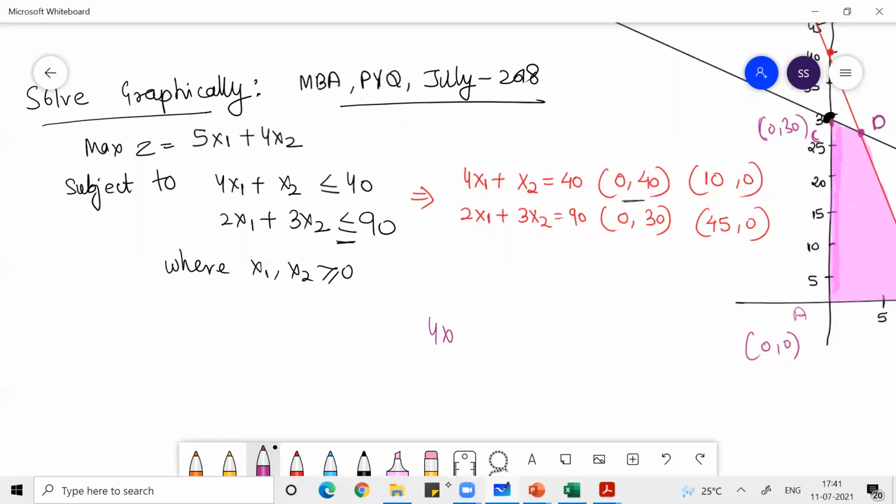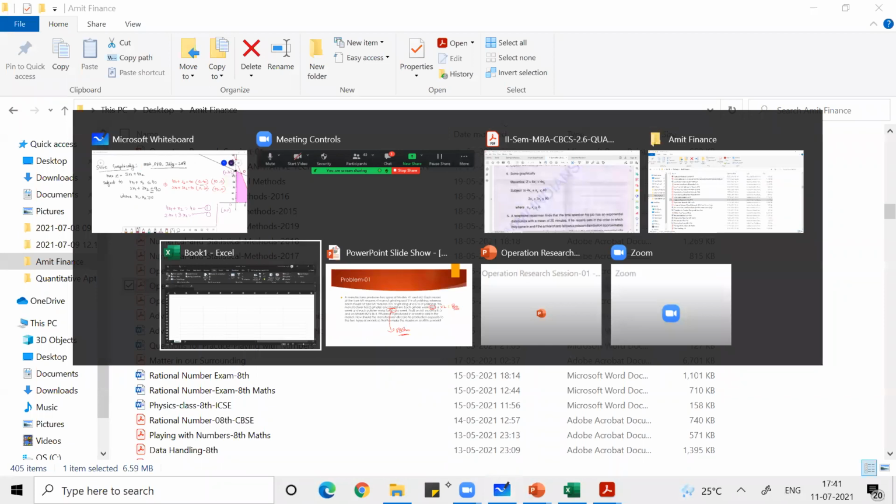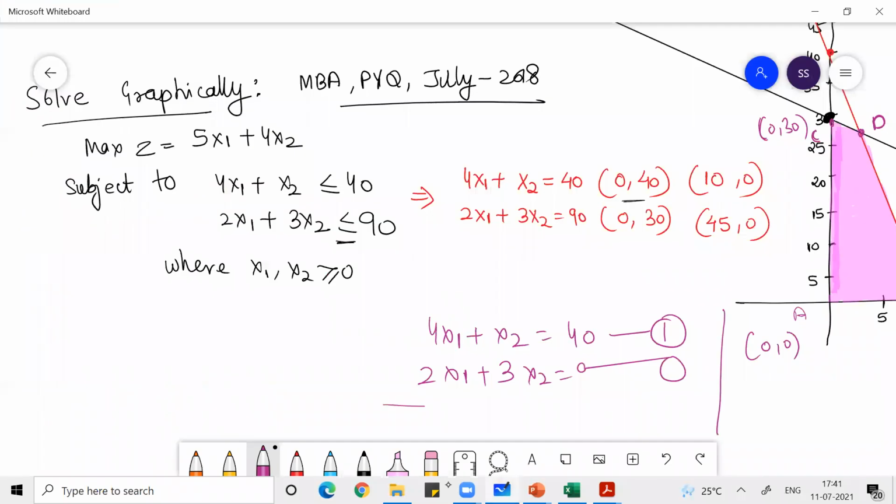So what are those two lines? 4x1 plus x2 is equal to 40. That is the first line. The second line is 2x1 plus 3x2 is equal to 90. So what is point D? Point D is the point where the two lines intersect. So how will I find the coordinate of that point? By simply solving these linear equations.